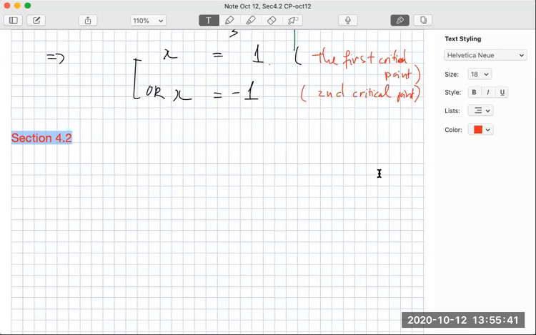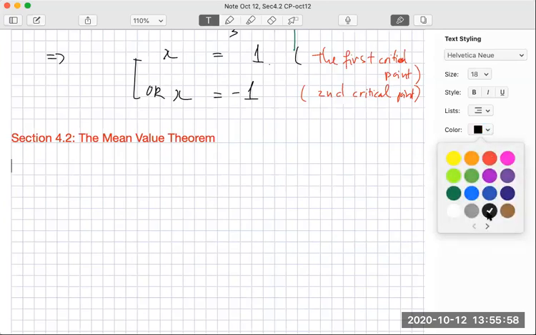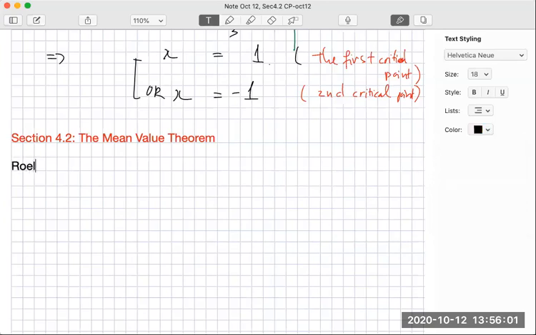So in this section, we will study the mean value theorem. Before doing that, let us study Rolle's theorem.